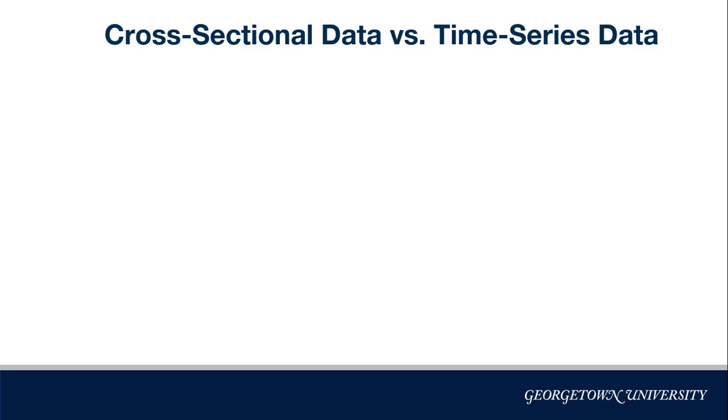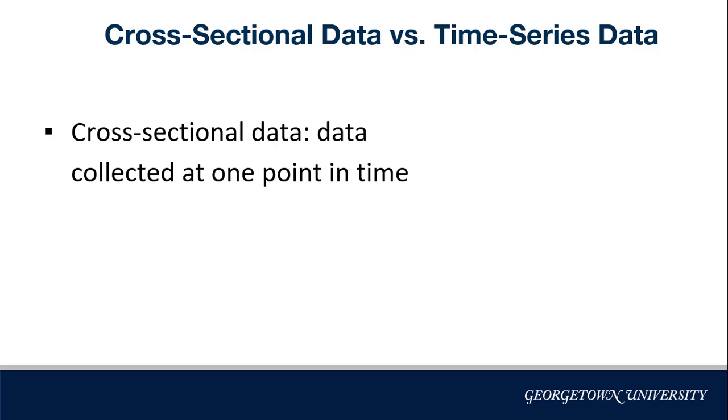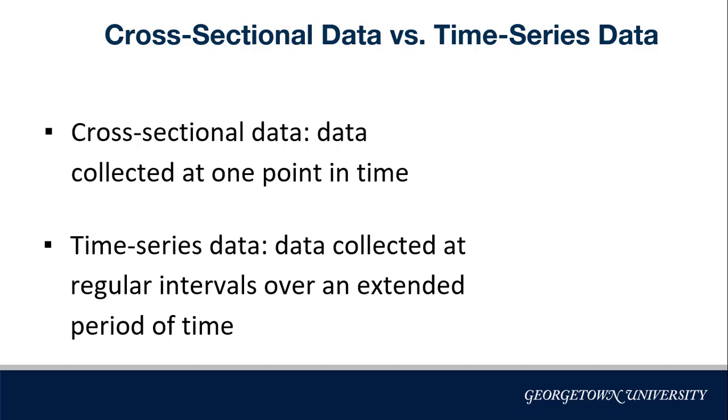Cross-sectional data versus time series data. Cross-sectional data is data gathered at a single point in time. That time could be a single day or could span days or weeks. Time series data is data collected at fairly regular intervals over an extended period of time.